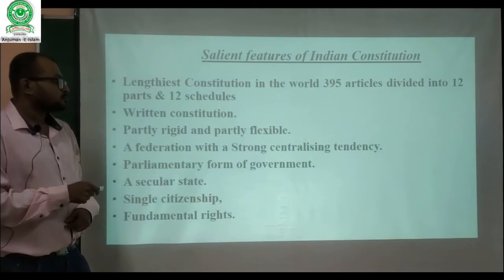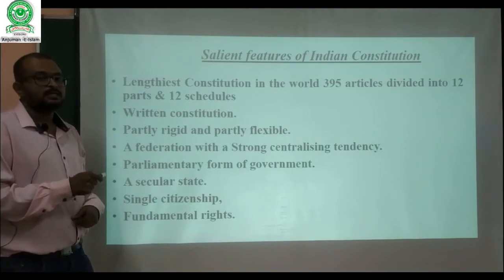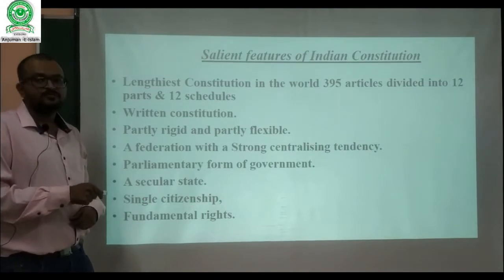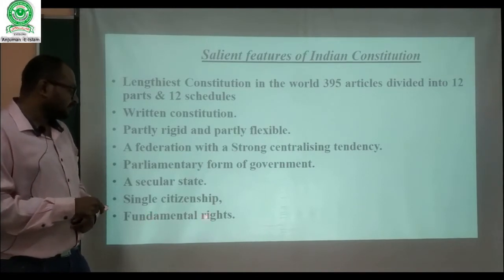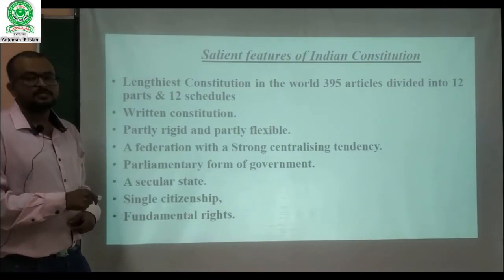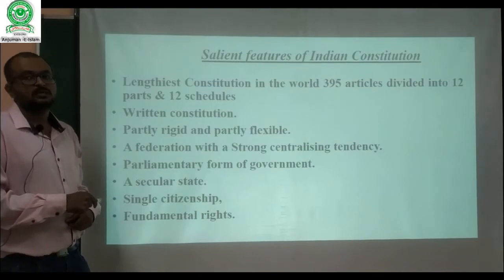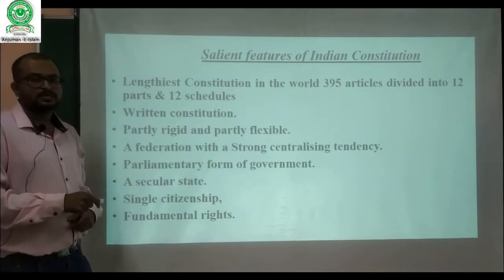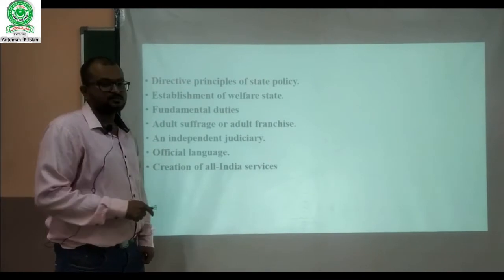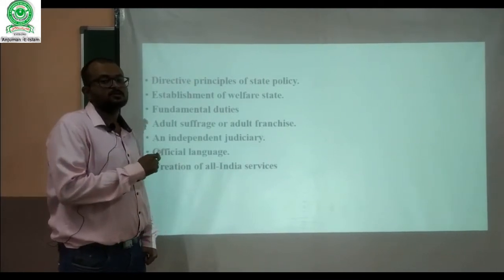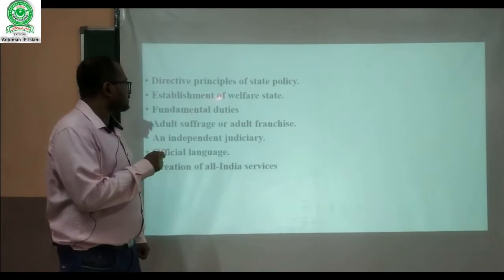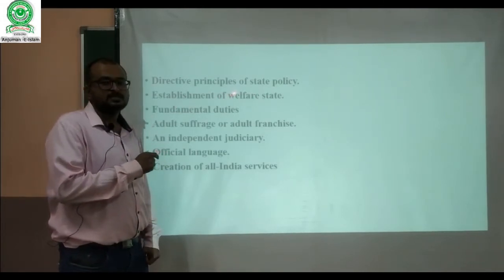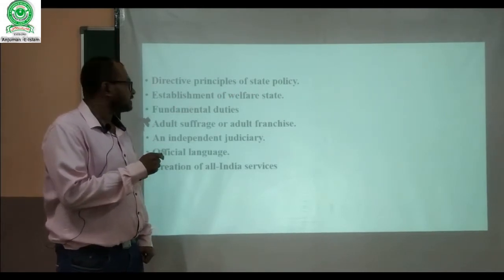Single citizenship. Though we have a dual polity in India, state as well as central government, we have a single citizenship for the entire country. Fundamental rights. Fundamental rights are nothing but human rights given to the citizens to live peacefully in the country. Directive principles of state policy. These are the policies given in our constitution to run the government freely with some restrictions. Establishment of welfare of the state. It is prescribed in the constitution of our India.